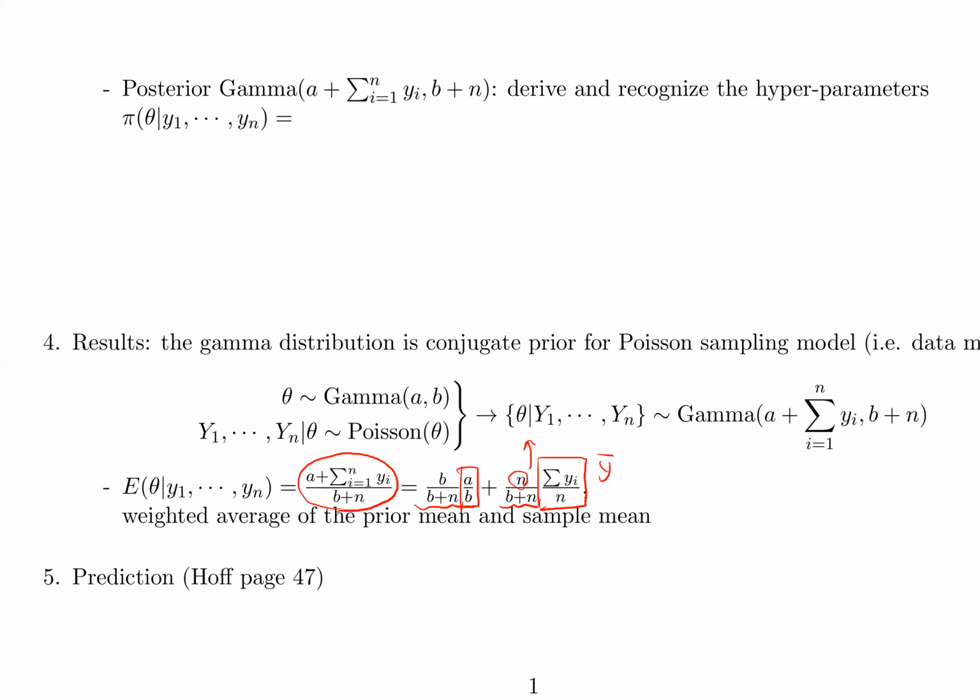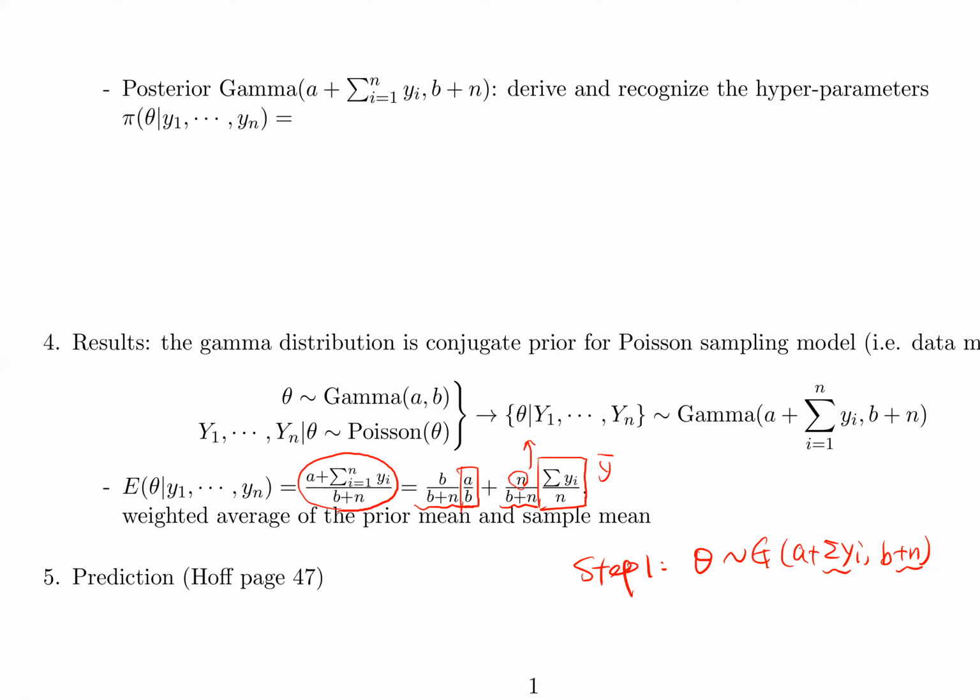Okay. Lastly, you can also do prediction. In Monte Carlo prediction, we know that if we want to make a new y_i, for example, what we do is first of all generate a new theta from its posterior, right? And then from that posterior theta draw, we can draw a new y_i from the Poisson model. Okay, so step 1, theta from this gamma with a plus sum of y_i and b plus n.